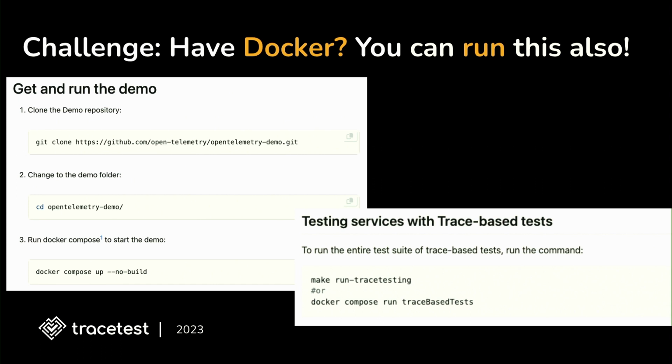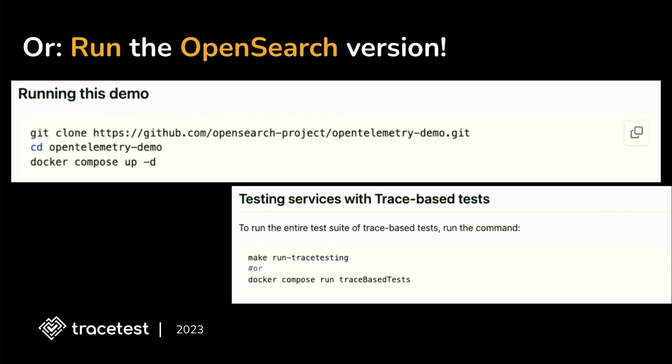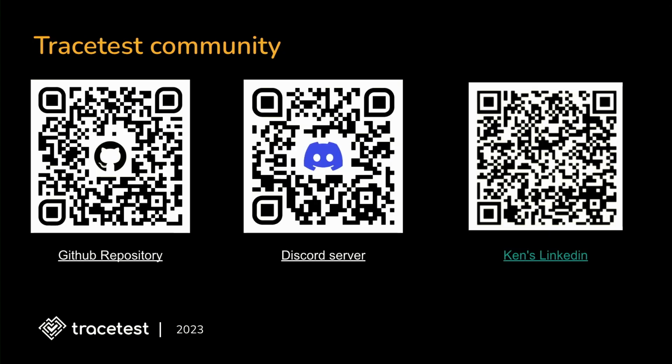The OpenTelemetry demo is up to date. The OpenSearch version's probably 3 to 4 months behind on updating. So if you want the latest and greatest, you go to the OpenTelemetry version. If you want to see it running on OpenSearch, I would use the OpenSearch version. Both of them have the tests in there where you can run the tests and see them and modify them. So here's the OpenSearch version. And that's it.